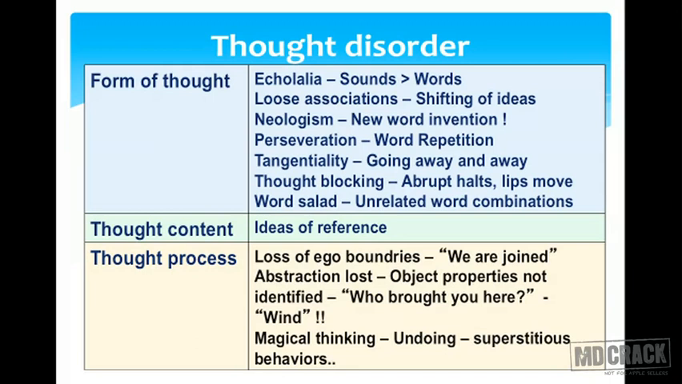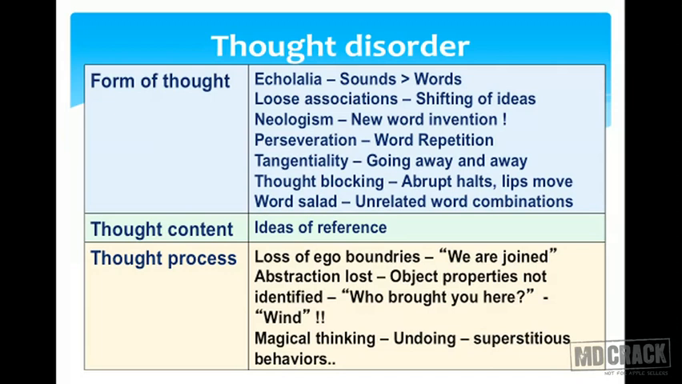So that's thought content. The next one is thought process in problem. How is it in problem? For example, there is a phenomenon called loss of ego boundaries. For example, the patient might say, doctor, look at this. You and me are joined. We are joined. The person is not able to process the thought properly. So there's loss of ego boundaries. The person doesn't understand we are two different individuals and we cannot be joined. And the patient says we are joined.